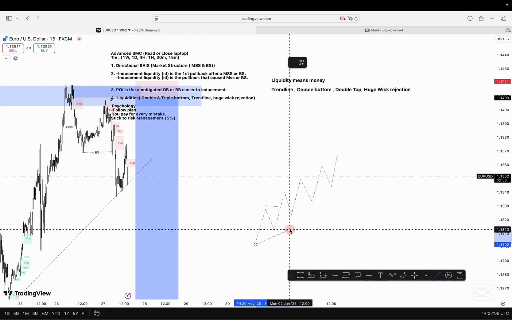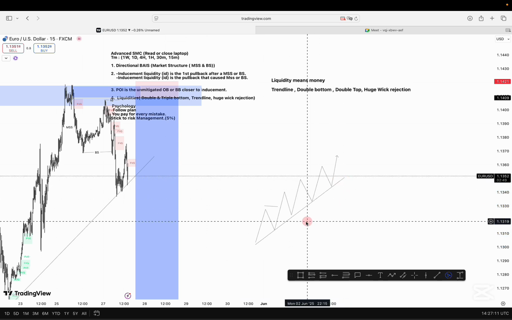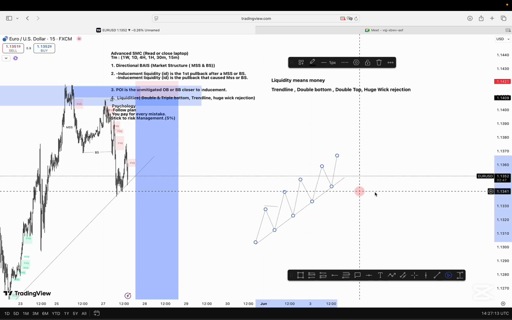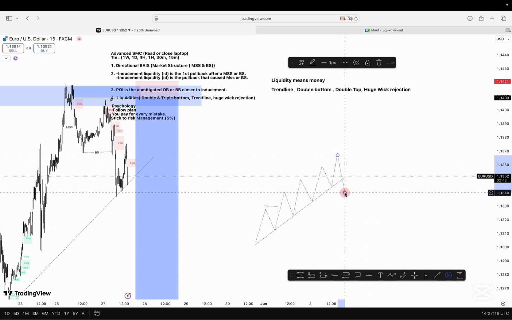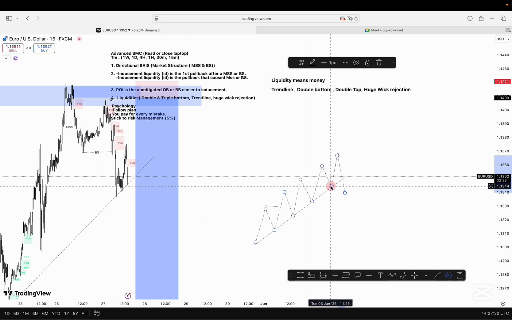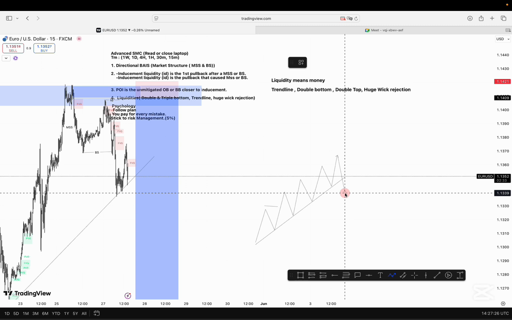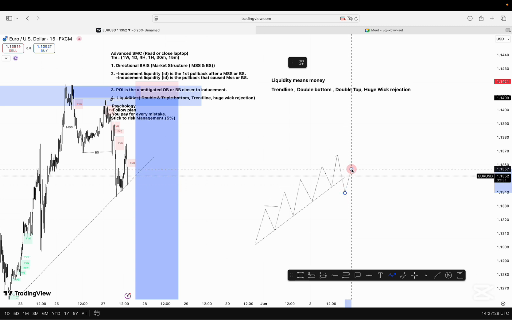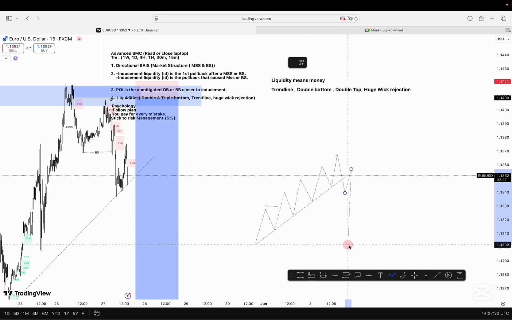Then you join the swings and we have what we call trend line liquidity. So let's say you are in a trade, the moment you see price breaking this trend line and breaking the previous low as a change of character, all that you have to do is look for a retracement, take your order block, and then you target the next low.